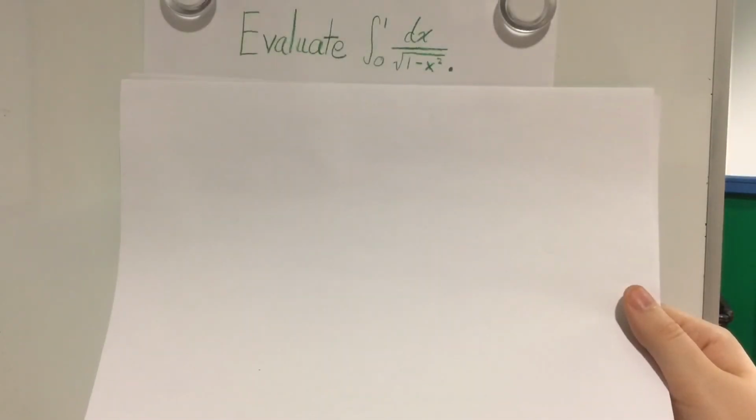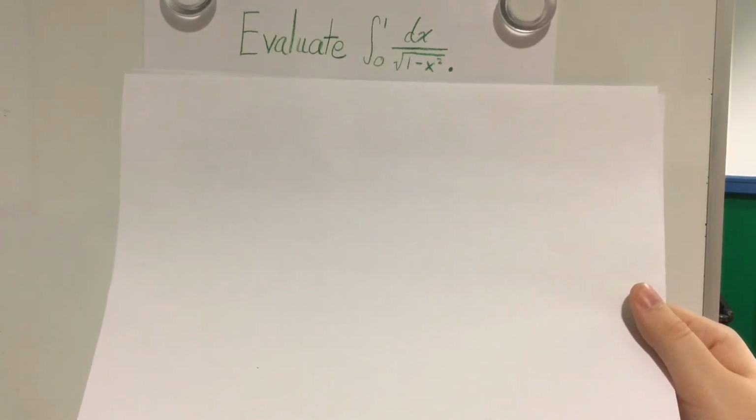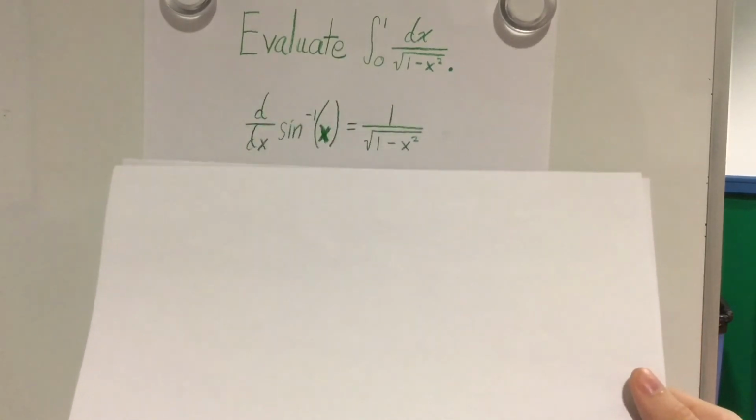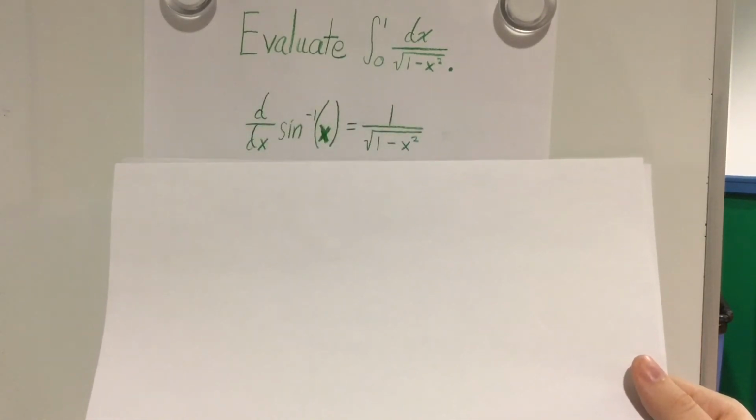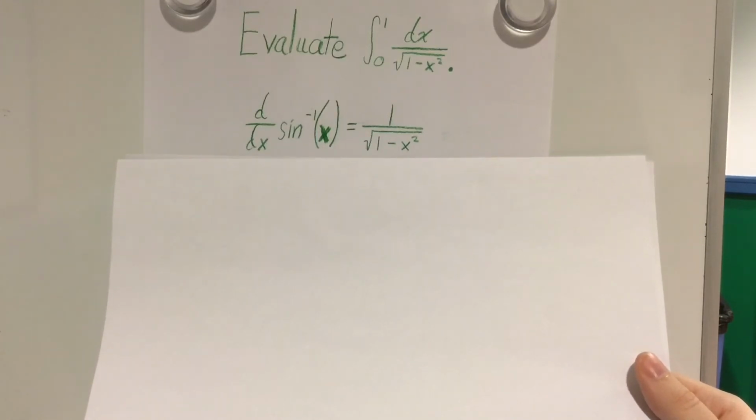Evaluate an integral, the lower bound of 0 and an upper bound of 1, dx over the square root of 1 minus x squared. First, you need to remember that the derivative of sine inverse of x equals 1 over the square root of 1 minus x squared.